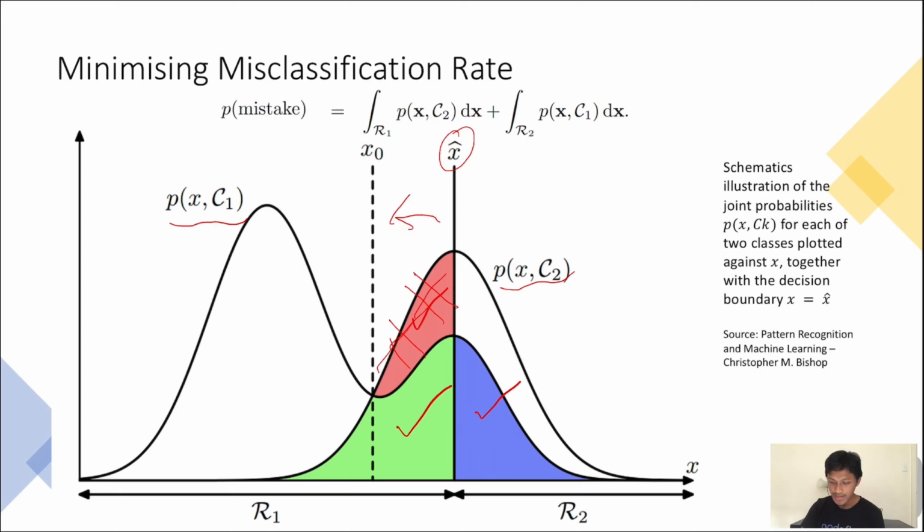The idea behind this is that to get the minimum misclassification rate in the decision rule, we need to assign x to the class which has the highest posterior probability. For example, if x has the higher probability in C1, we set this region into R1. As you can see here, if p(x,C2) is higher in this region, we set this one to belong to R2.